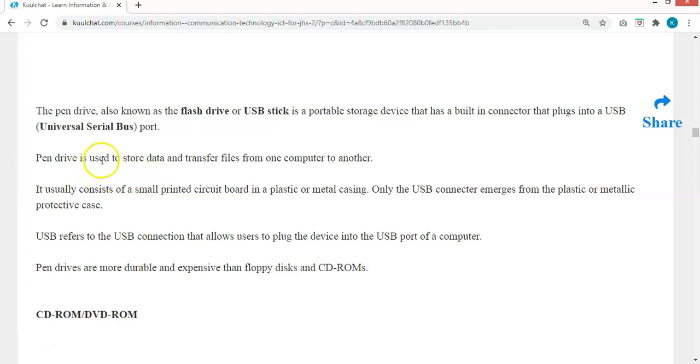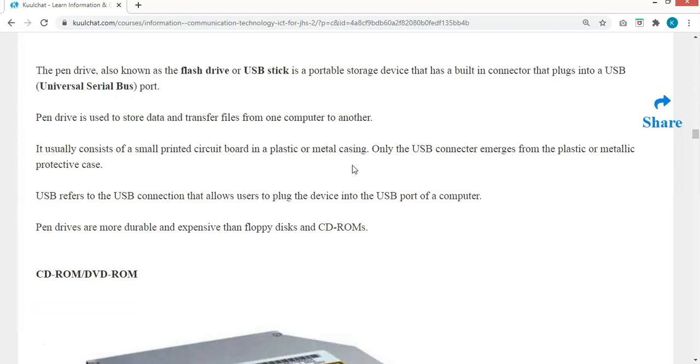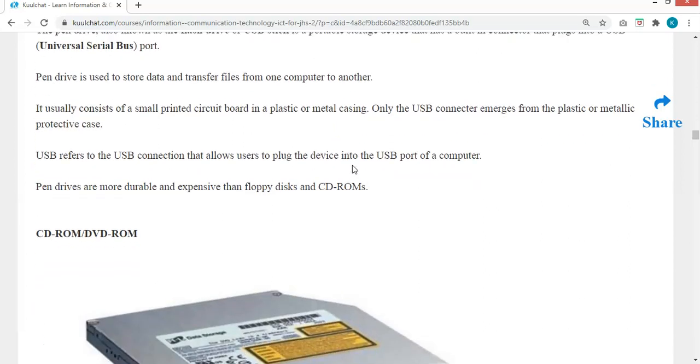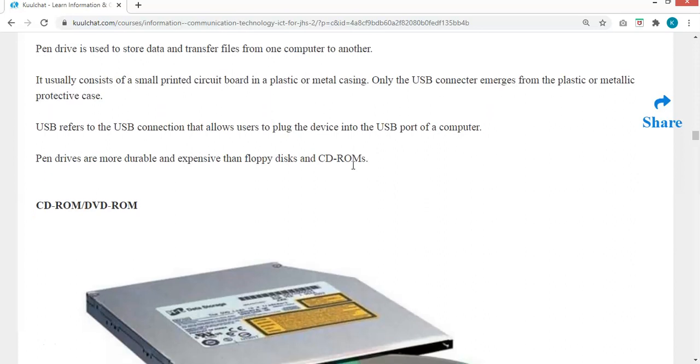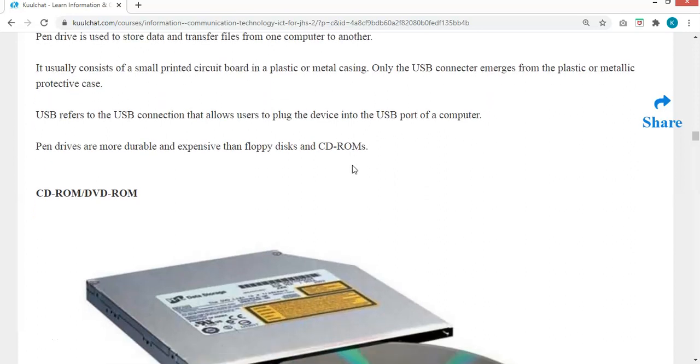A pen drive is used to store data and transfer files from one computer to another. Now it usually consists of a small printed circuit board in a plastic or metal casing. Okay, so there is a circuit board on the pen drive, but it's protected with the case so you don't see it. Only the USB part is shown on the pen drive for you to be able to insert into your USB port. So only the USB connector emerges from the plastic or metallic protective case.